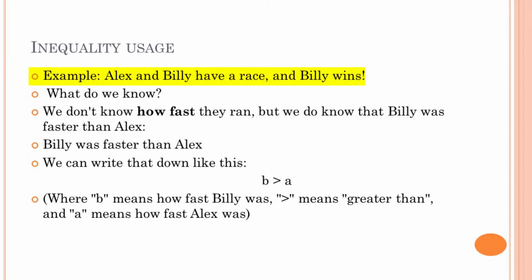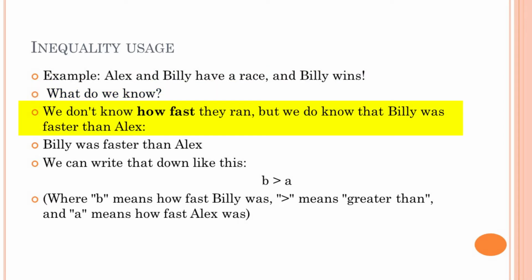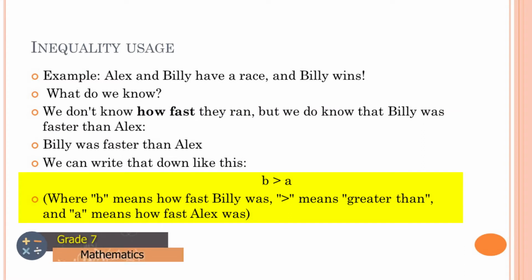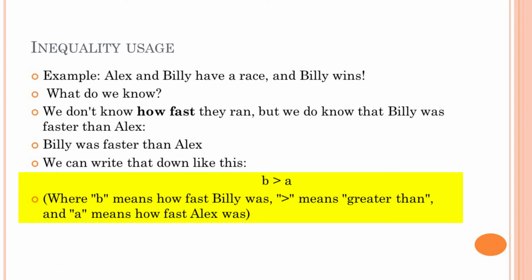Look at this example here. Alex and Billy have a race and Billy wins. What do we know? We don't know how fast they ran, but we do know that Billy was faster than Alex. So, how do we write this? We can write this to say Billy is greater than Alex. Symbolizing it means B is greater than A, where B means how fast Billy was. The greater than sign again, remember the symbol? The big side points to the bigger number, the small end points towards the smaller number. And A means how fast Alex was.